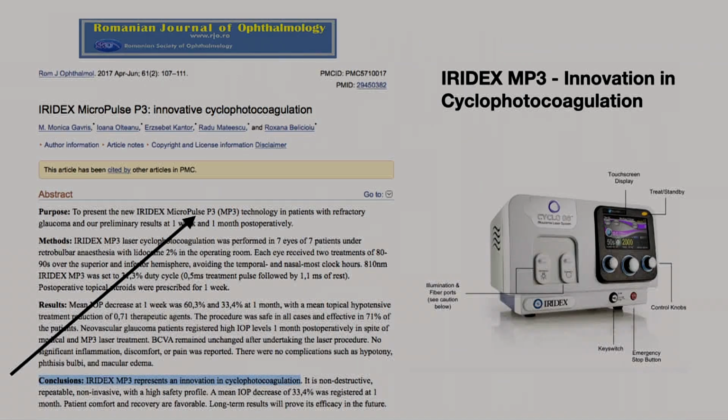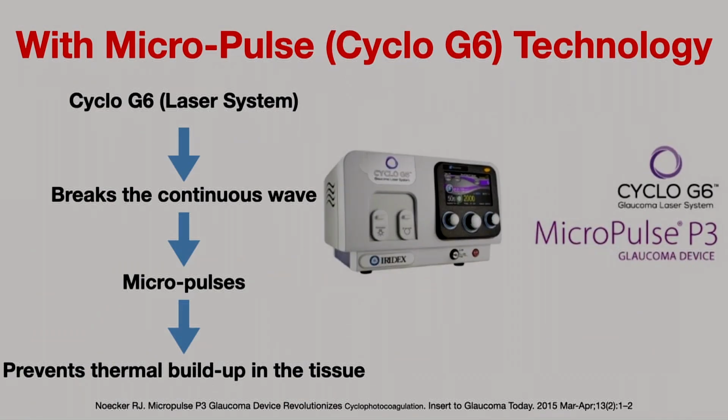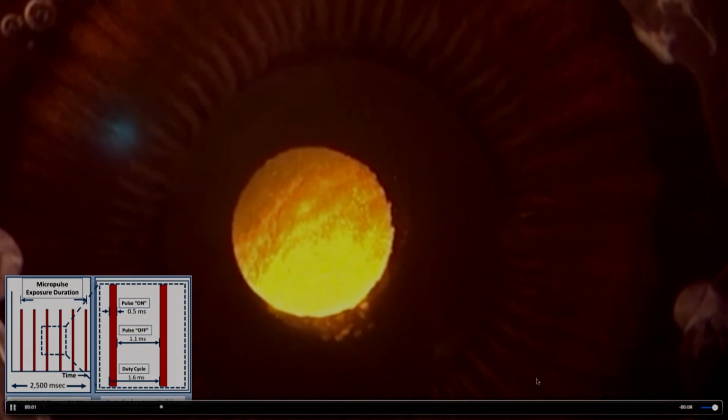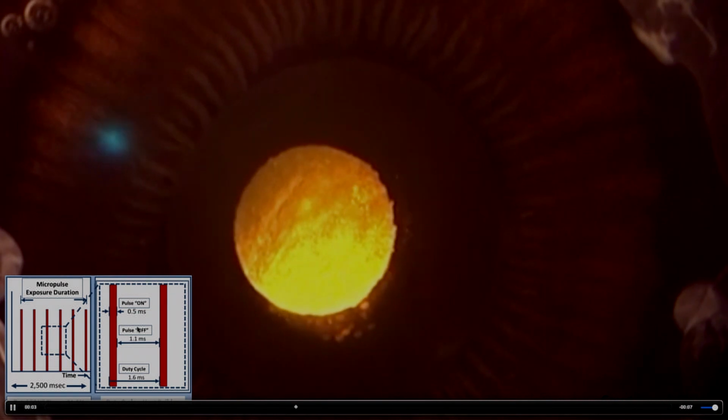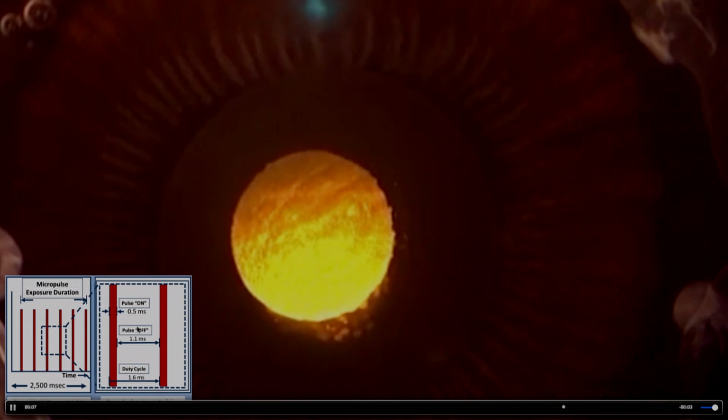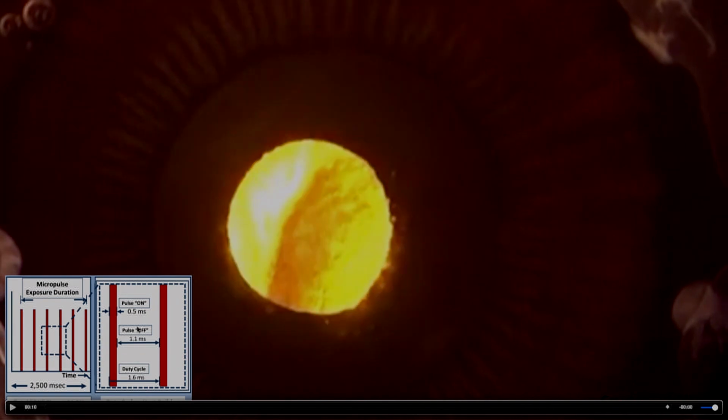Just like the phacoemulsification duty cycle, where we have the on phase and the off phase, similarly, the continuous waves were broken into micropulses. As you can see at the bottom, I placed the continuous wave. The pulse is on for only 0.5 milliseconds, and it is off for another 1.1 milliseconds. So that's what micropulse brought into the picture.